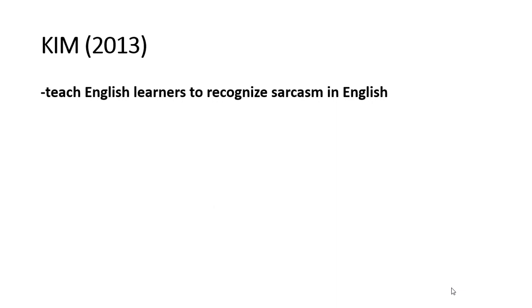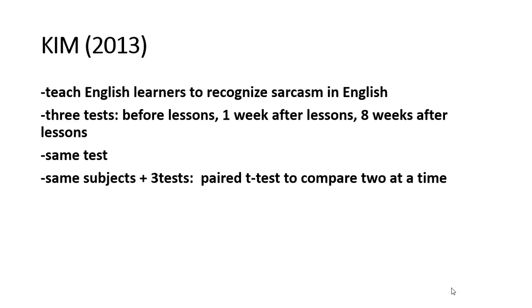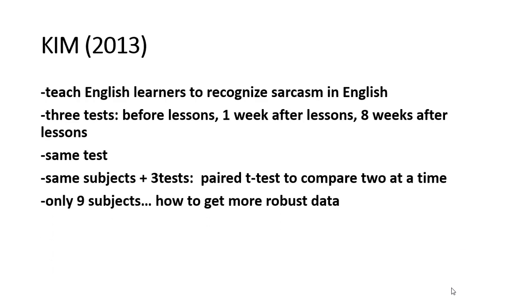To learn about paired t-tests, we're going to be using the data by Kim 2013. Here she's trying to teach English learners to recognize sarcasm in English, and she's going to give them 3 tests. One before the lessons, one a week after the 8 weeks of lessons, and another 8 weeks after the lessons. It's the same test 3 times, with the same subjects. So in this case we're going to be comparing 2 tests at a time, so this is the case where we would need to use a paired t-test.